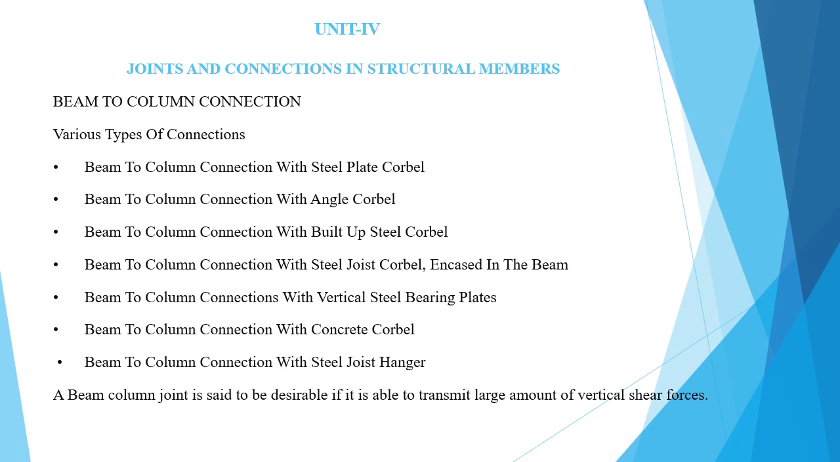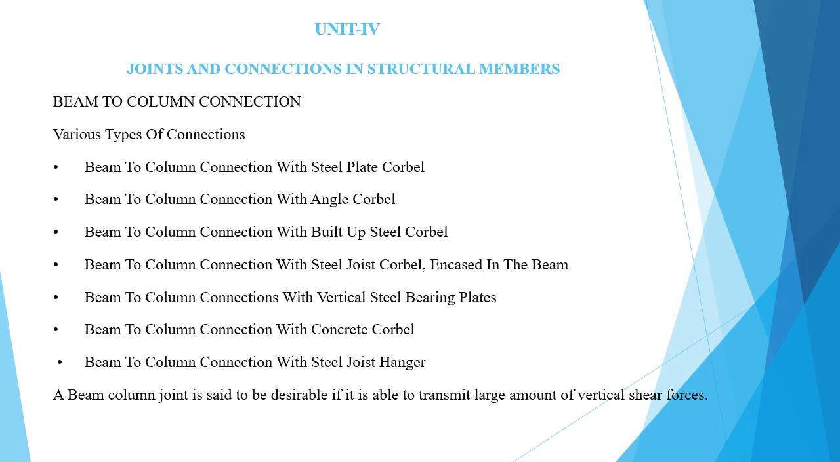Beam to column connection with the vertical steel bearing plates. The beams are supported on vertical steel plates against the column faces. The beam ends are also provided with a vertical steel plate. The entire bearing construction is contained within the beam section.